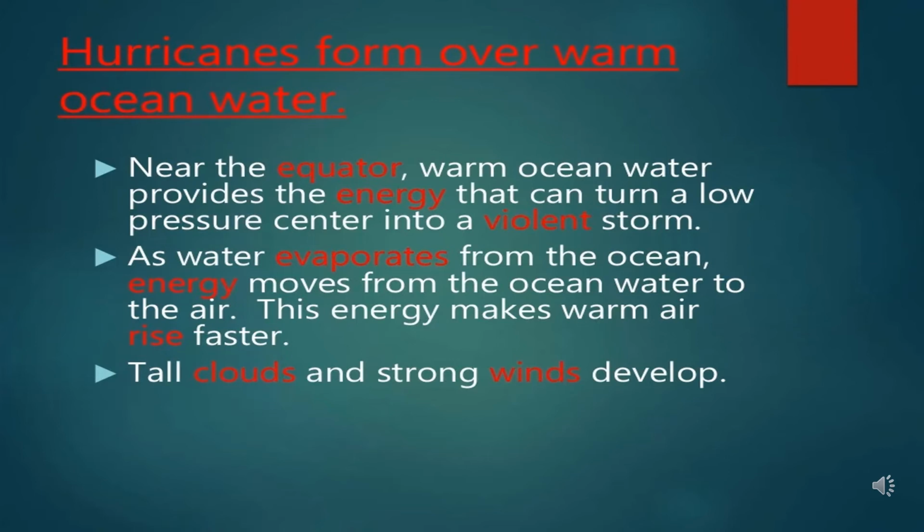Hurricanes form over warm ocean water. Number one, near the equator, warm ocean water provides energy that can turn a low pressure center into a violent storm. Number two, as water evaporates from the ocean, energy moves from the ocean water to the air. This energy makes warm air rise faster, and tall clouds and strong winds develop.